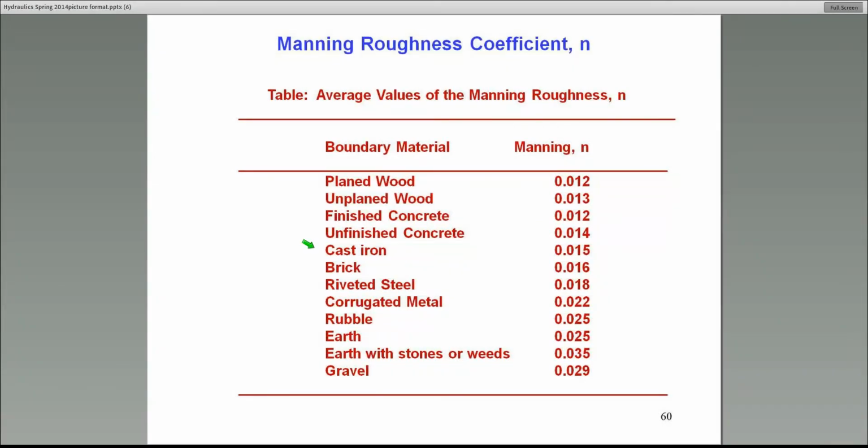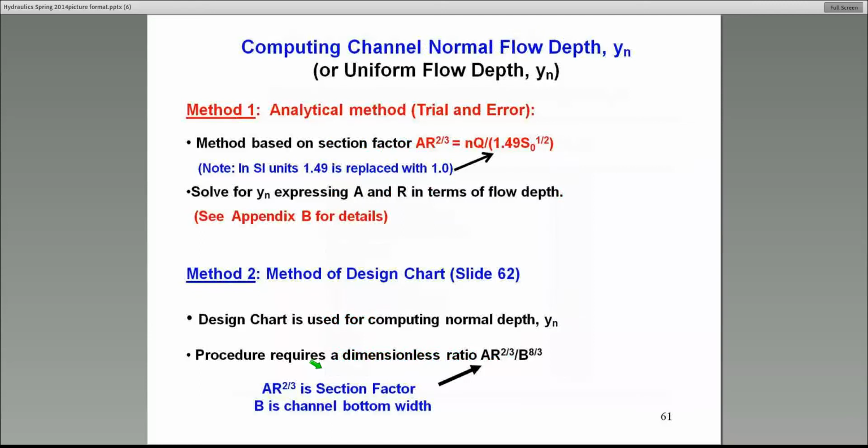Here's one for cast iron, riveted steel. You can see it's a little rougher. The higher the Manning's N, the rougher it is. For gravel type of system, channel, it's 0.029. So these are very, very approximate table. There are better tables in my references that you can use to get better handle on Manning's N. Anyway, once you get all that information, here's the method.